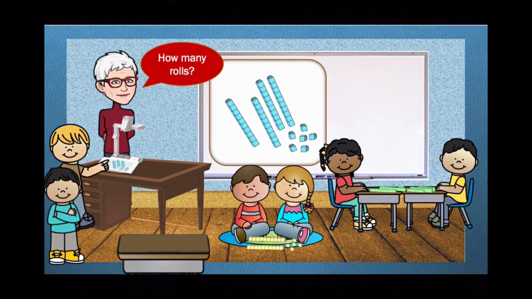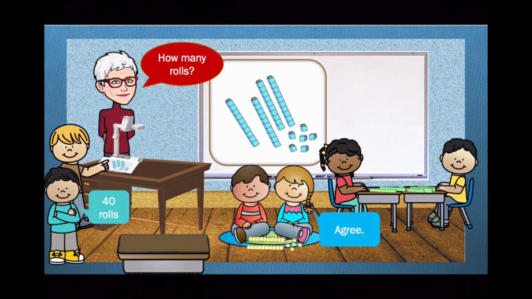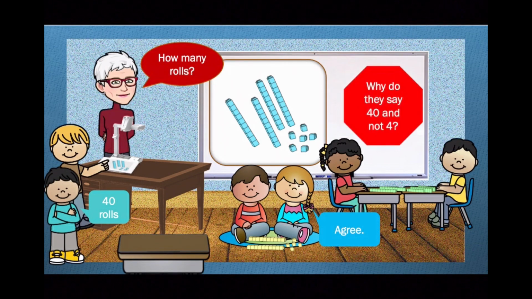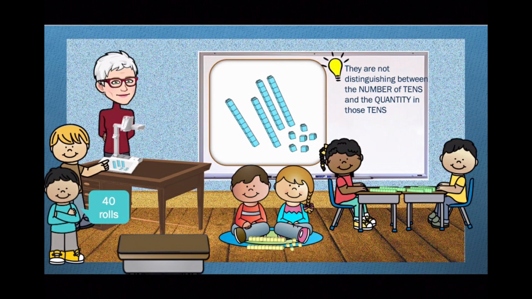You and I can see that they have 4 rolls, but in our experience, it is not necessarily obvious to Joe and Sam. In fact, it is quite common in this situation for the boys to report that they have 40 rolls and for many in the class to agree. What is going on here? Why did they say 40 and not 4? These boys are not making a distinction between the number of rolls and the quantity of candies in those rolls. They are not distinguishing between the number of tens and the quantity in those tens.